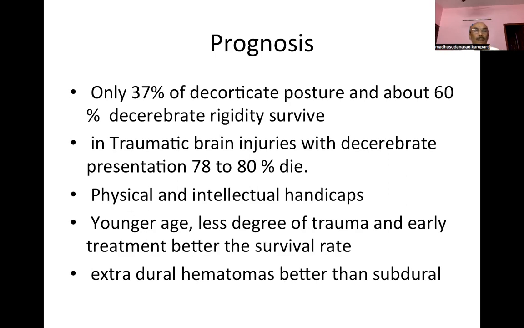Well, the patients admitted with traumatic brain injuries with decerebrate presentation carry 70 to 80% mortality. Whereas only 37% of the decorticate process and 60% of the decerebrate process survive. The younger the age, the less severe the trauma, the earlier the treatment, the better the survival rate. Coming to the hematomas, extradural hematomas do better than subdural hematomas.